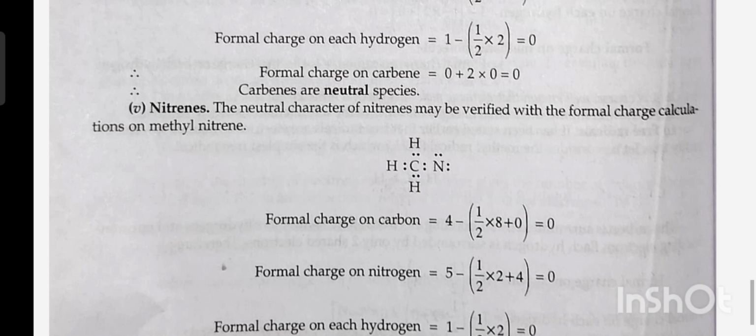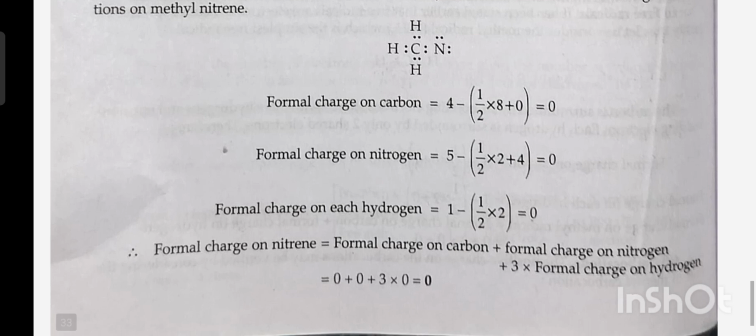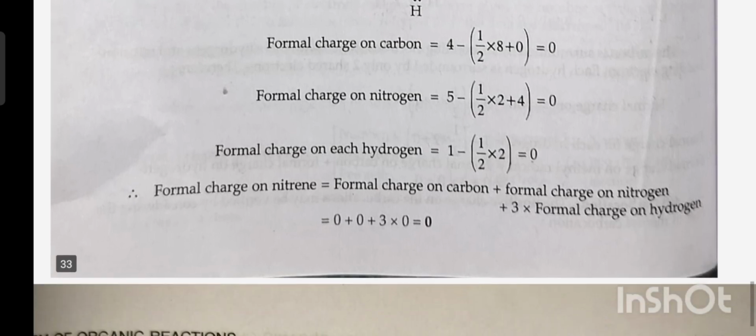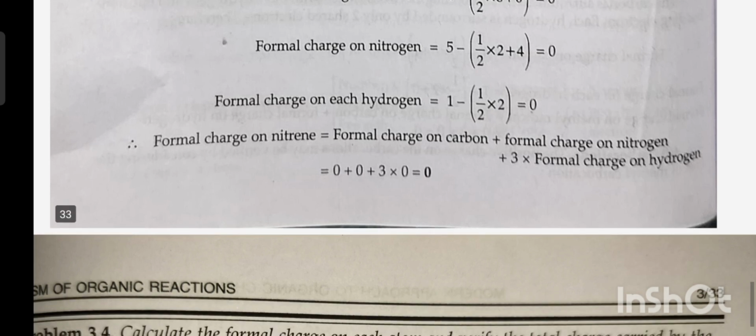The neutral character of nitrenes may be verified by the formal charge calculation on methyl nitrene. Formal charge on carbon: 4 minus 1/2 into 8 plus 0 is equal to 0. Formal charge on nitrogen: 5 minus 1/2 cross 2 plus 4 is equal to 0. Formal charge on each hydrogen: 1 minus 1/2 cross 2 is equal to 0. Formal charge on the molecule is equal to formal charge on carbon plus formal charge on nitrogen plus 3 into formal charge on hydrogen: 0 plus 0 plus 0, which is 0.